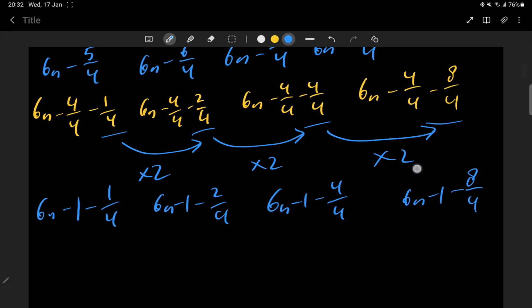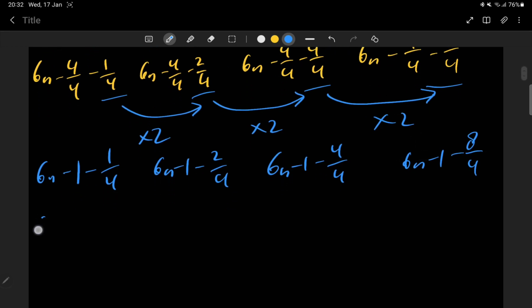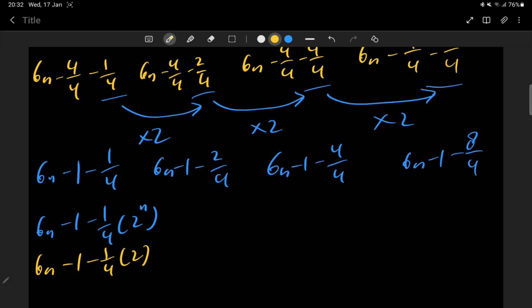So what I'm going to do here is multiply this 6n minus 1 minus 1 over 4 times 2 to the power of n, right? Because every time we move, we multiply it by 2. And let's see if this is correct. When n equals 1, this becomes 6n minus 1 minus 1 over 4 to the power of 2. That's not correct. So instead, we do something else.